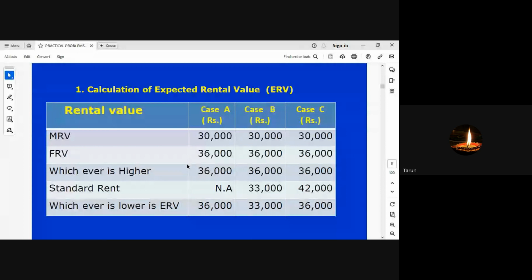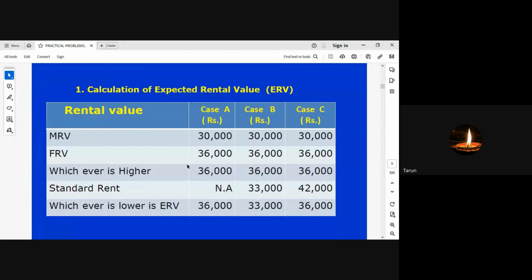Whatever the higher value is, that value is considered as the expected rent. If the standard rent is given, then whichever is lower after comparing with the standard rent, that value is the expected rent.